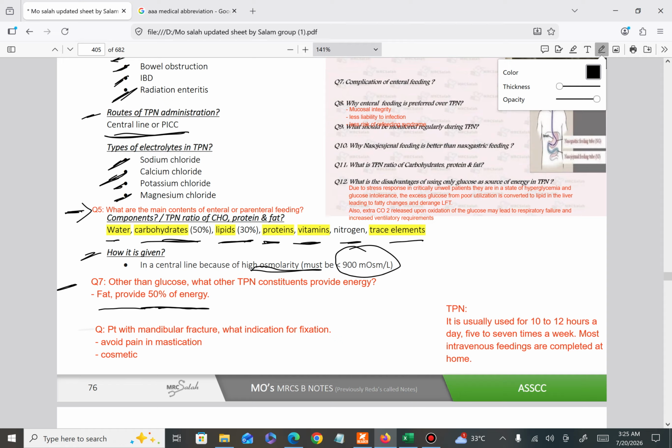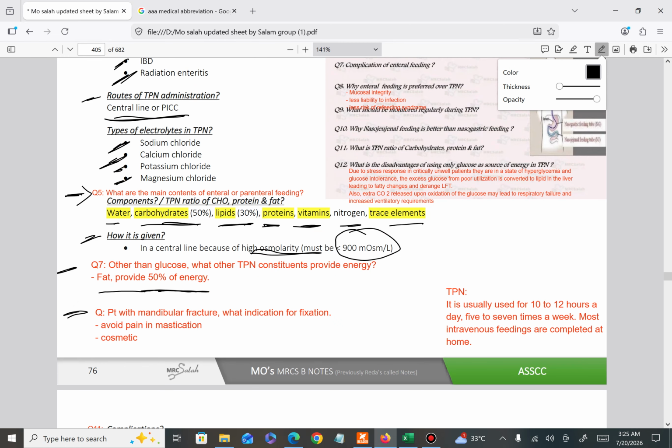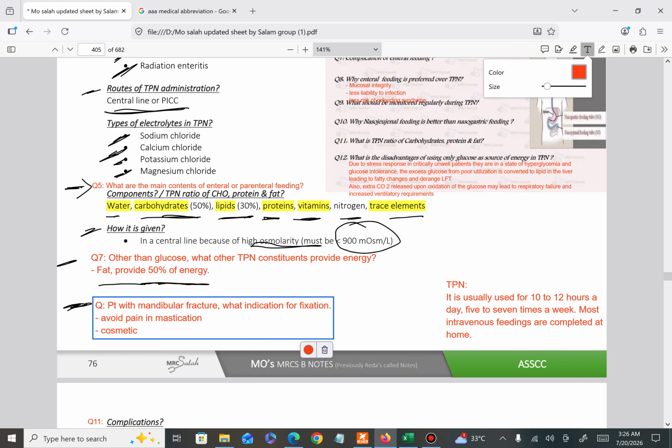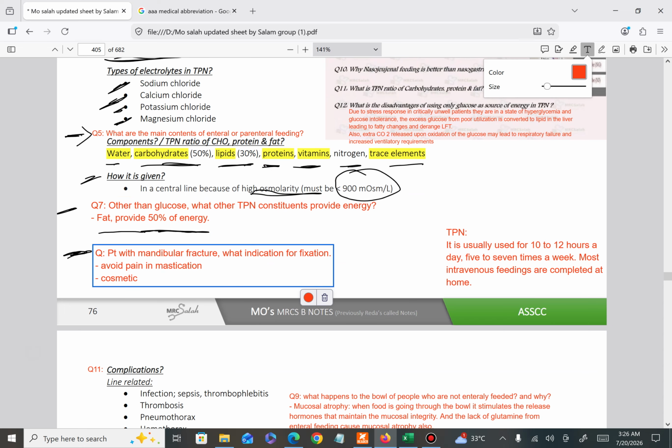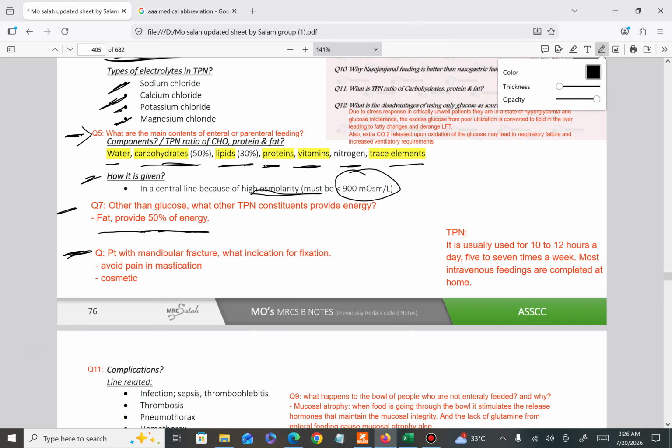Patient with mandibular fracture. Okay, so the patient with mandibular fracture, what is the indication for fixation? What will be the indication? Avoid pain in mastication and cosmetic reason.